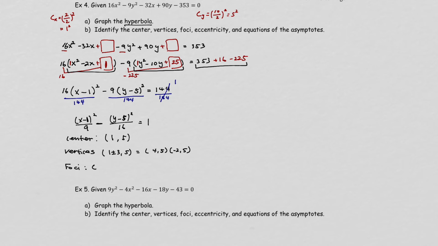Focus point c is plus minus square root of 9 plus 16, which is plus minus square root of 25. That's plus minus 5 to the x value of the center. So it will be 1 plus minus 5 with 5. That gives you 6, 5, and negative 4, 5.